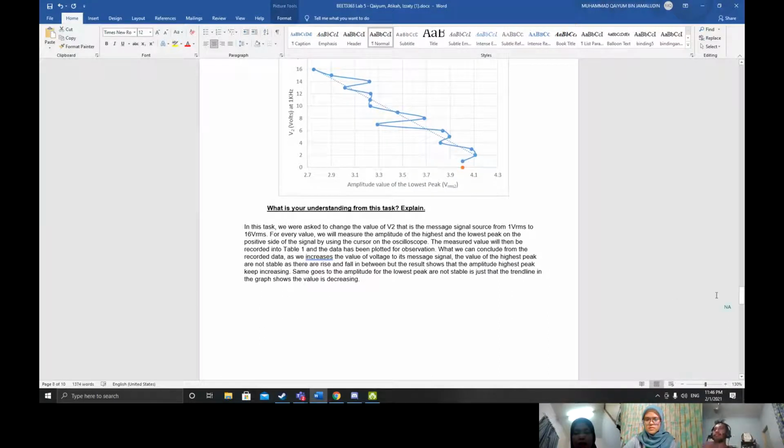So the signal is still modulated because the frequency of the carrier is still higher than the message signal frequency. So the varying of voltage V2 is actually affecting the amplitude of the highest and the lowest peak, and it doesn't change anything to the modulation other than the amplitude. I think that is all for me for task 3. Next I pass to Qaiyum.